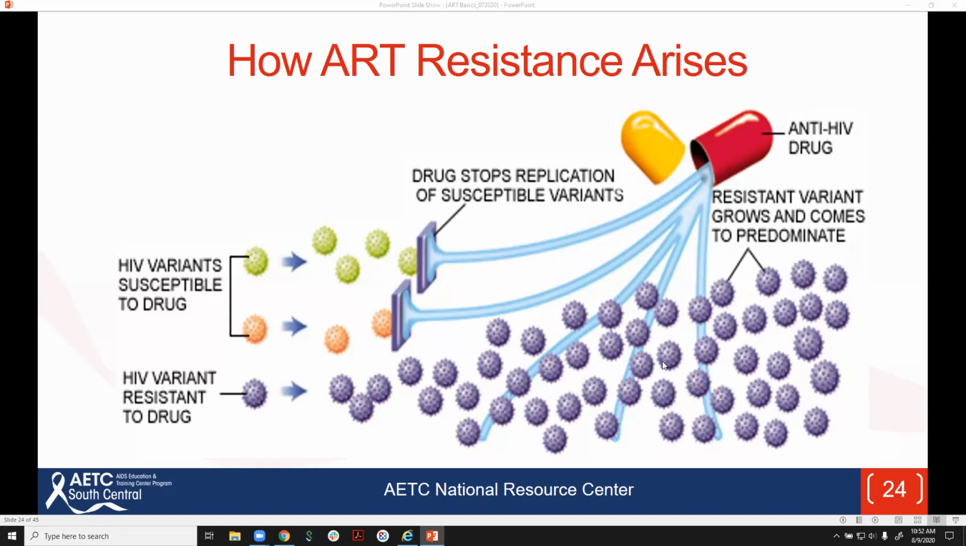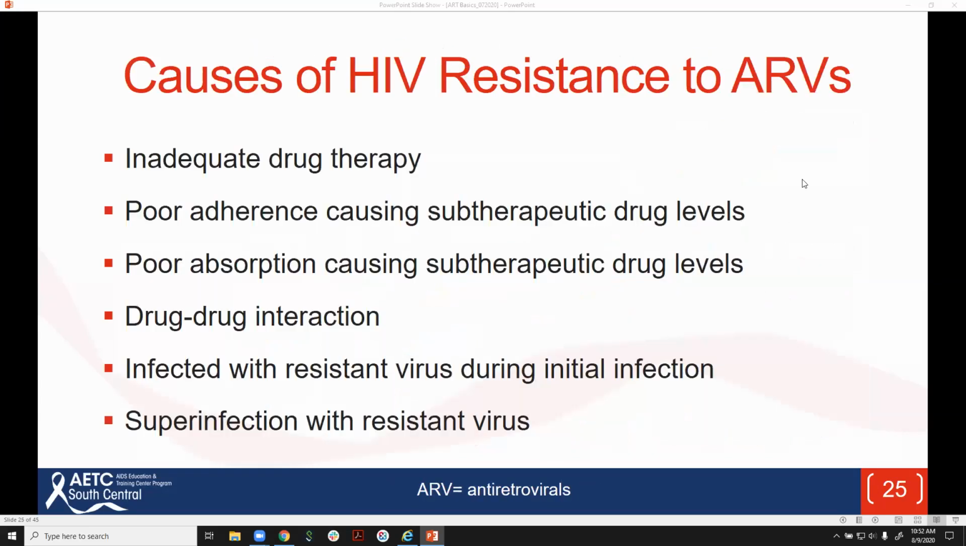And so if I check my viral load over here and I check resistance, I'm going to see this predominant population has resistance mutations, and that's when I would want to look at that test. So what are some causes of HIV resistance? Inadequate drug therapy, if people misunderstand the guidelines and we don't pick a good regimen. Poor adherence to medications causing subtherapeutic levels of the drug. Poor absorption for the reasons I mentioned previously. Or a drug-drug interaction.